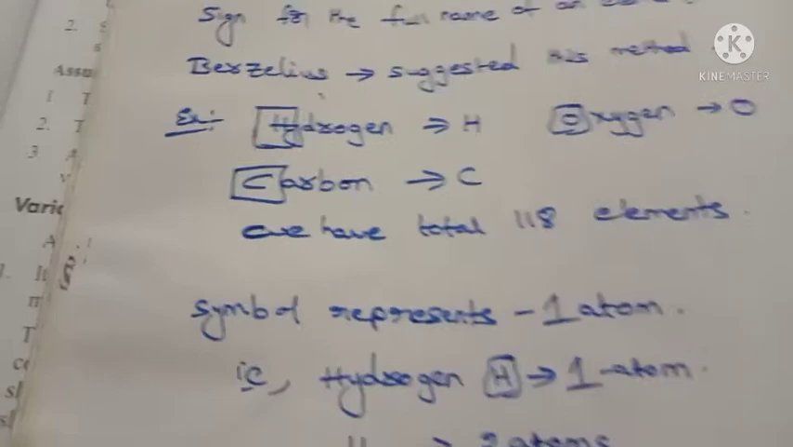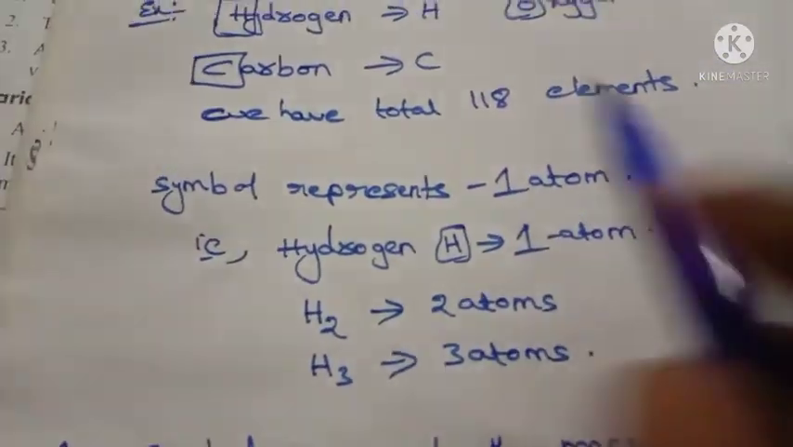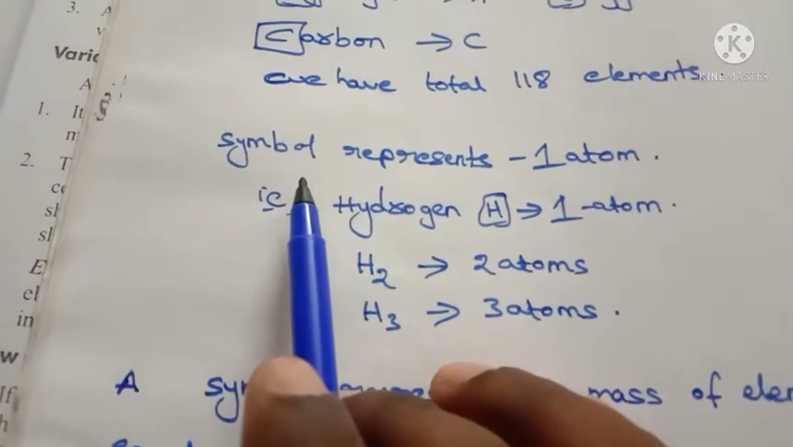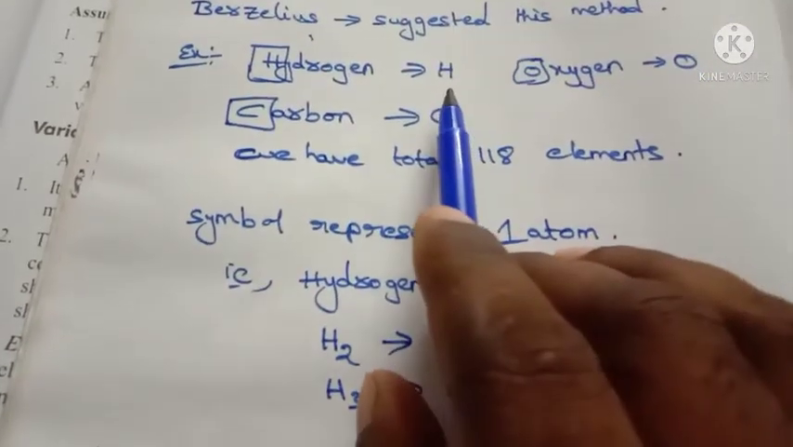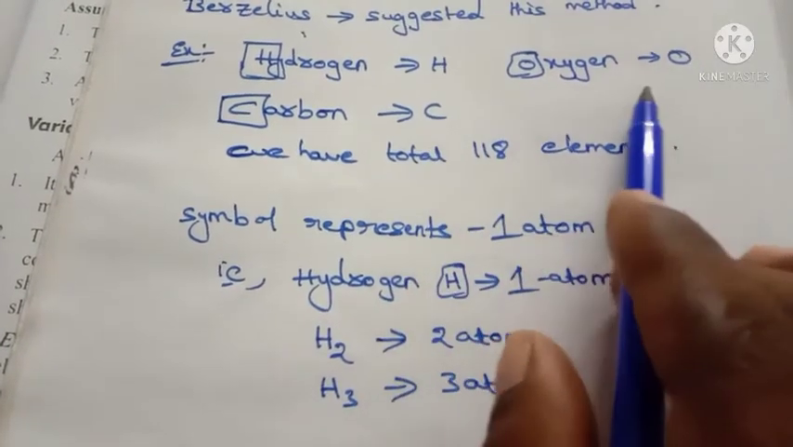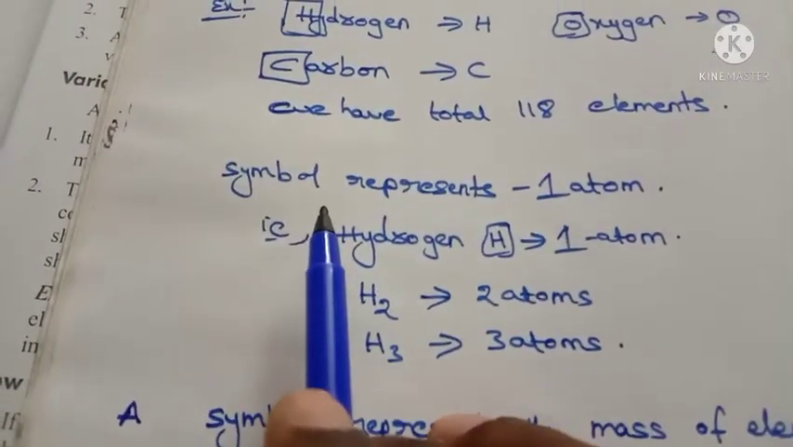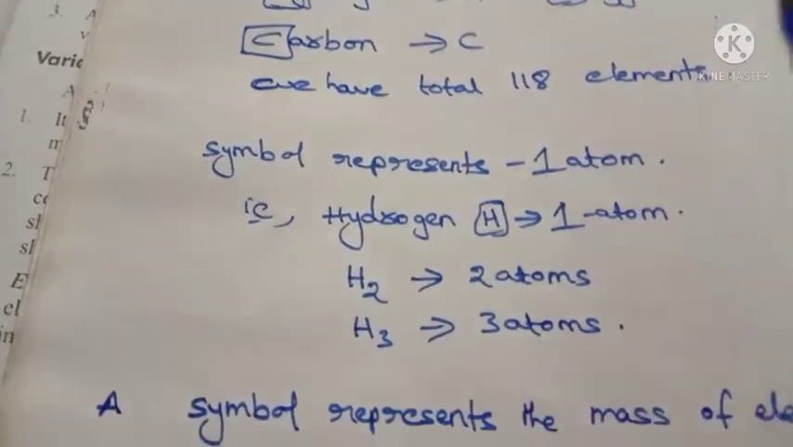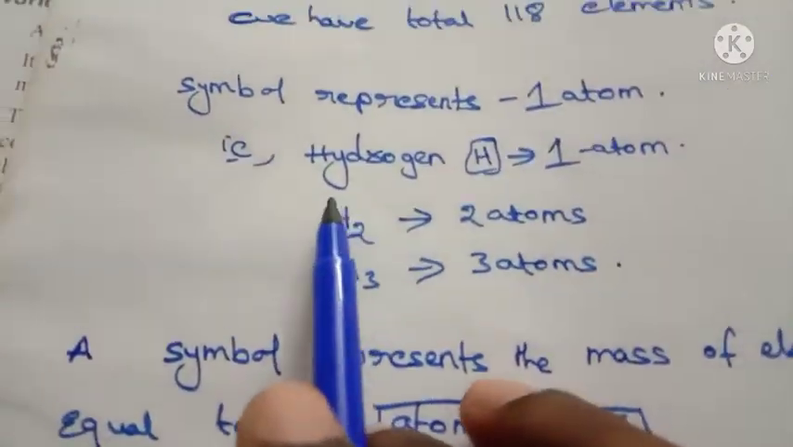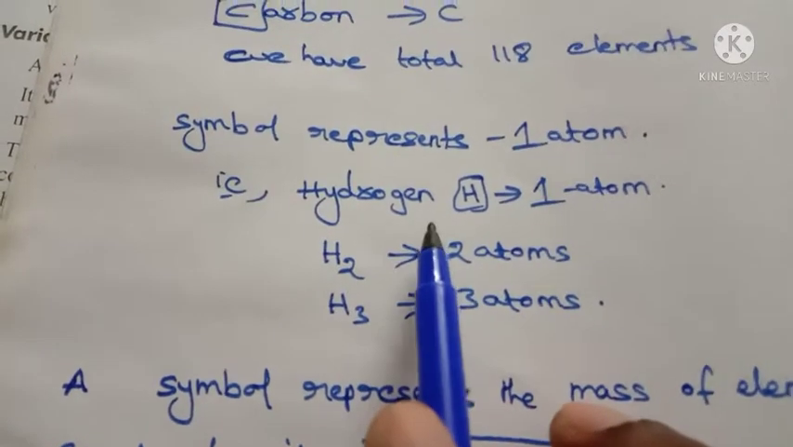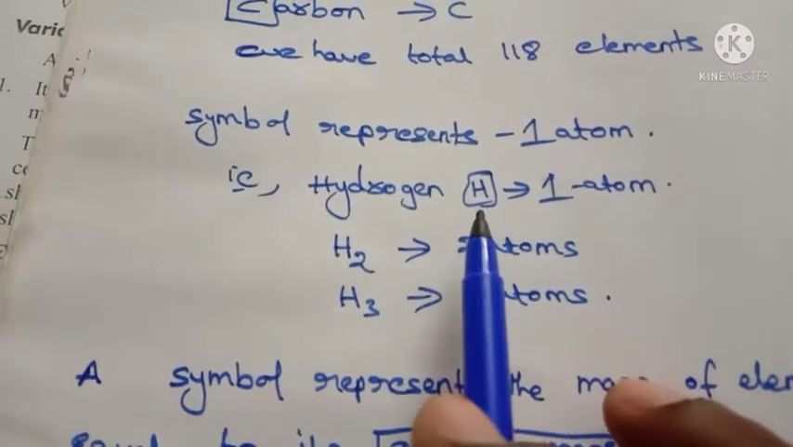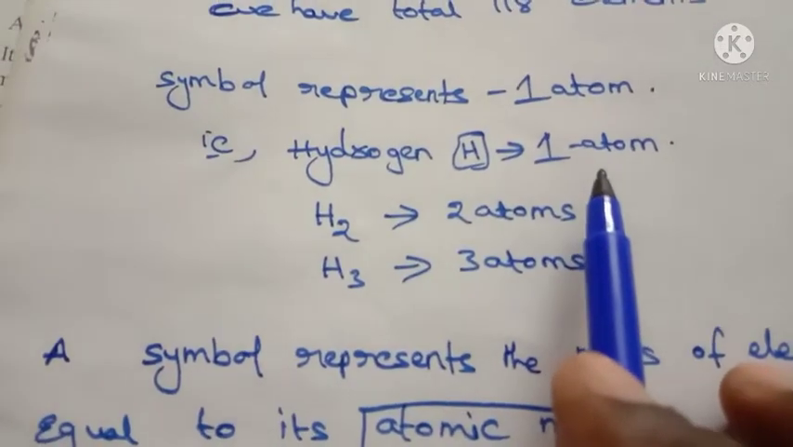Okay, we have a total of 118 elements. Now see here, my dear children, what are these symbols, hydrogen, carbon, oxygen? Now these symbols represent one atom. I have shown you the example, hydrogen, H. Here H means only one H is there, so it is one atom.